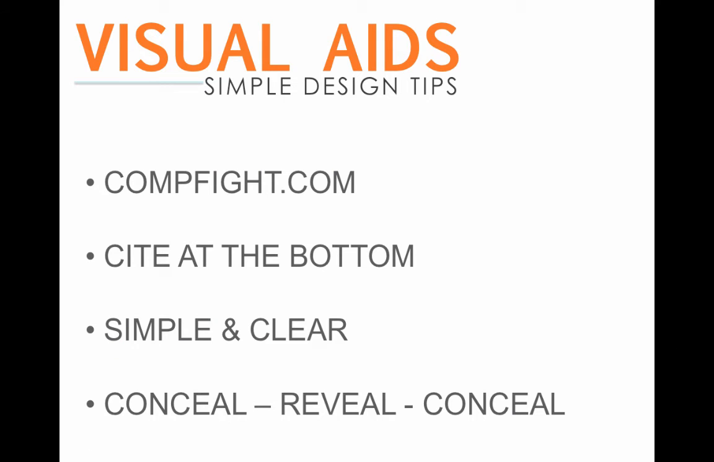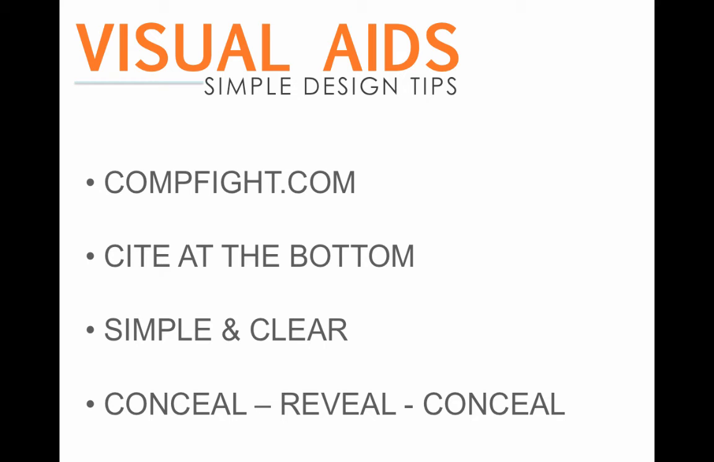Another good design tip is to always cite your information at the bottom of the page. So if it's a statistic or a quote, or it's any example or any type of fact that comes from a source, it's a good idea to cite that information very, very small, probably about 12 or 14 point font at the bottom right corner of your page. Another tip is to keep things very simple and clear.